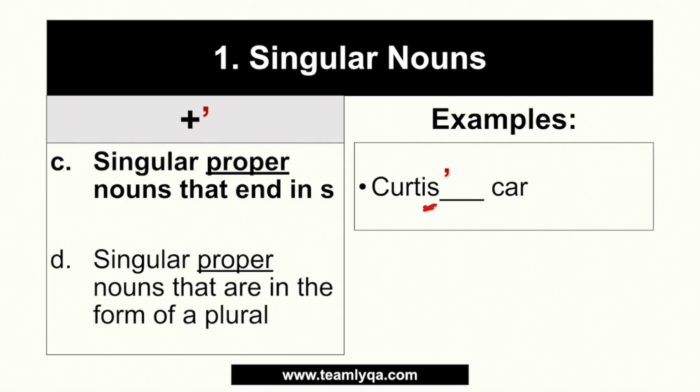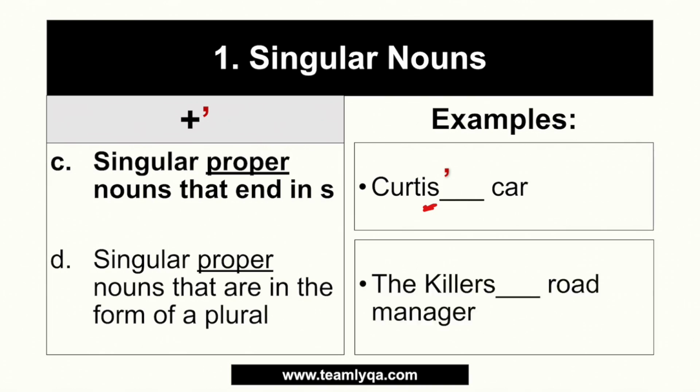D, singular proper nouns that are in the form of a plural. So again, kung isa lang yung pinag-uusapan, pero automatic yung S at hindi mo siya pwedeng tanggalin o ihiwalay. For example, ito, The Killers. Kasi ang The Killers is a band, so ang count dyan ay isa. Pero if you look at the word, the form takes yung parang plural form. Kasi yung Killers, pangalan niya ng isang banda, hindi mo pwedeng tawagin killer lang. Yun talaga, automatic, yung S nakadikit sa pangalan nila.